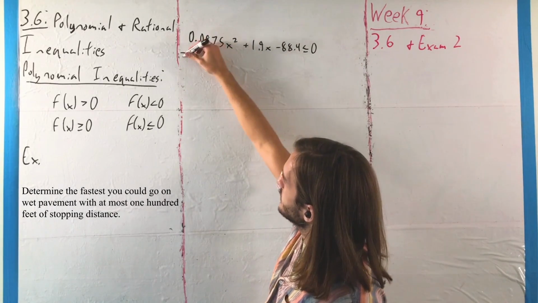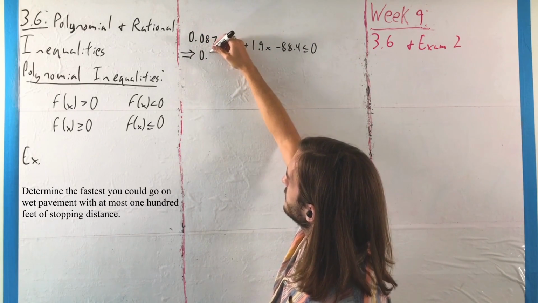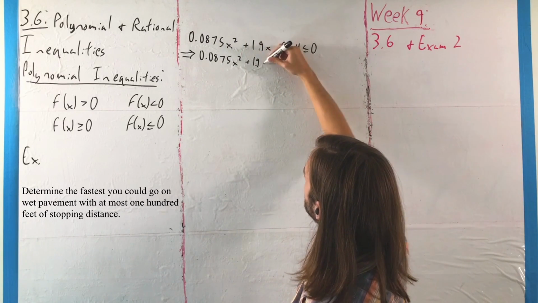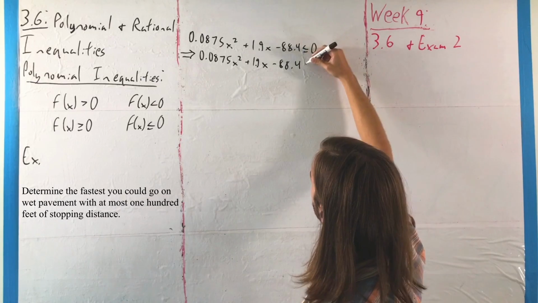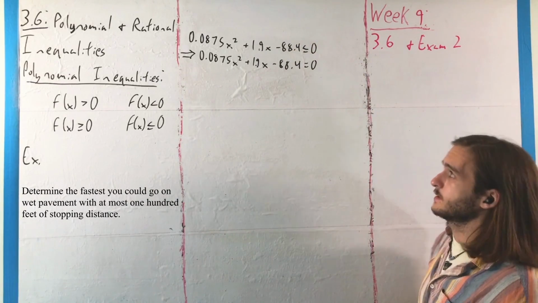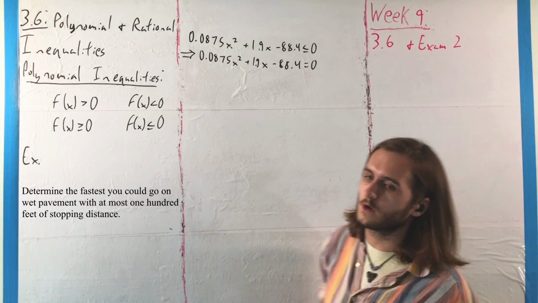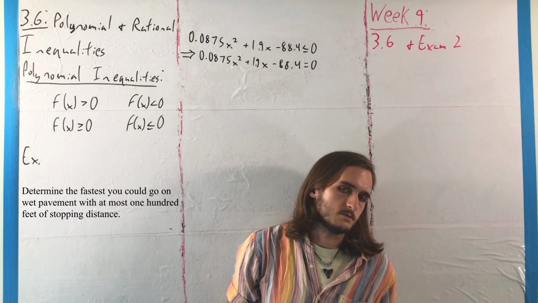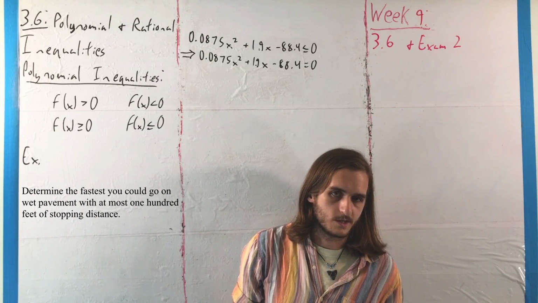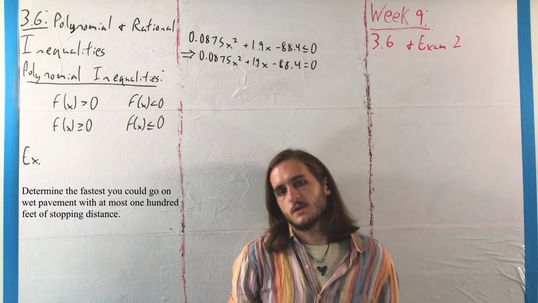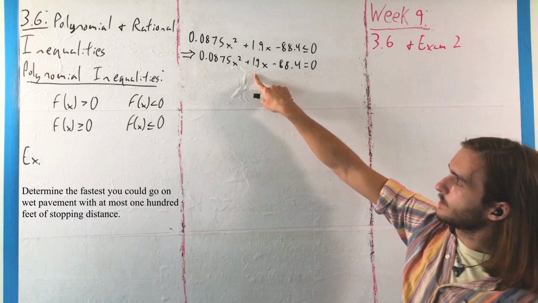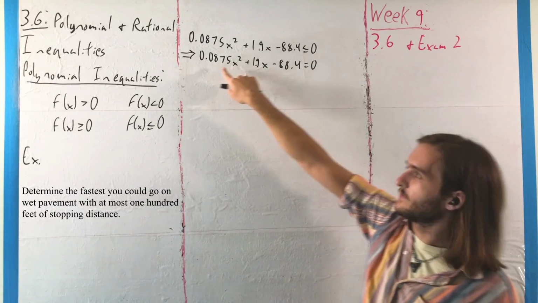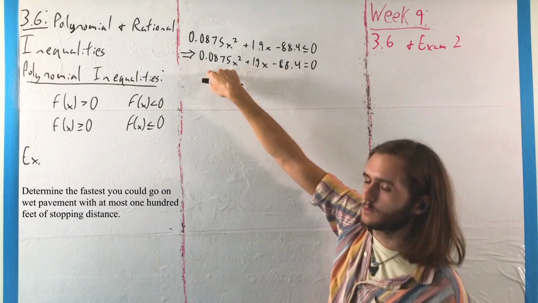Then from there, we want to find where this thing, treating it as an equality, would actually equal 0. That is, we want to find the roots of 0.0875x squared plus 1.9x minus 88.4 is equal to 0. And to do that, hopefully at this point people can recognize we don't want to use something like completing the square or factoring. We're stuck with the quadratic formula. We're looking at negative 1.9 plus or minus the square root of 1.9 squared minus 4 times 0.0875 times negative 88.4, all over 2 times 0.0875.